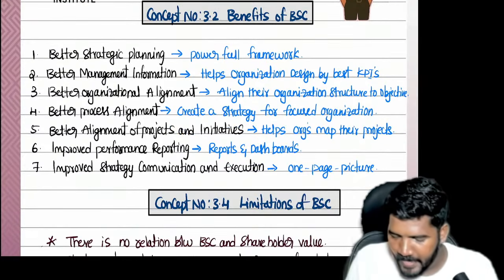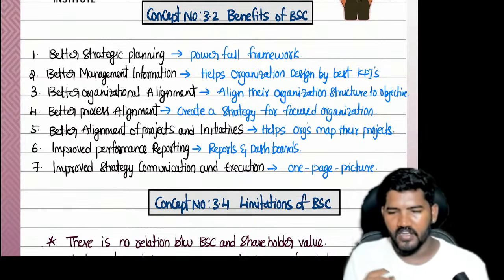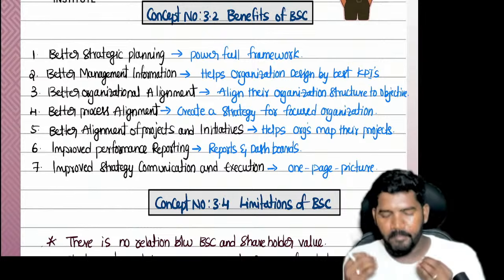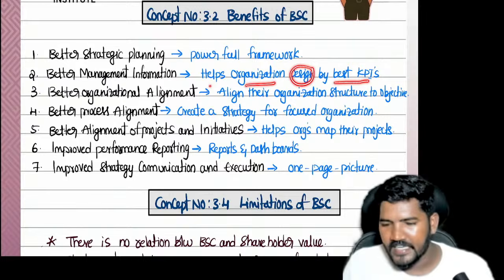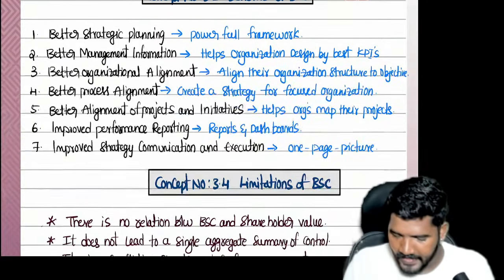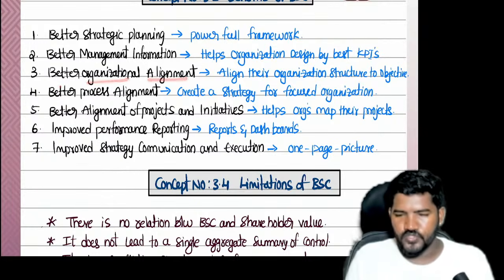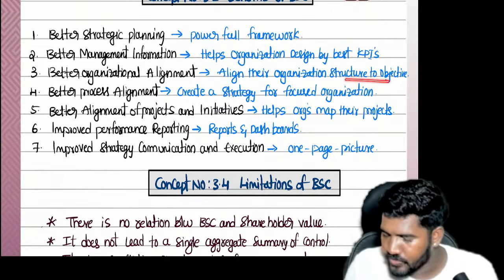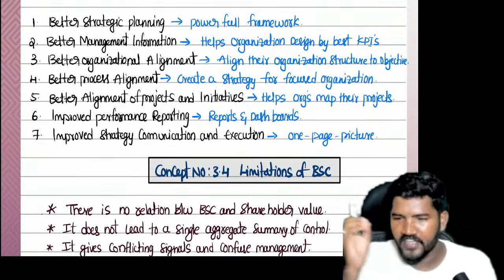Next, better management information. Because we are focusing on four aspects, the information surrounds all aspects, so you can take the best decision. That helps the organization design the best key performance indicators. Next, better organizational alignment. So we can coordinate with all departments, aligning their organization structure to the objective. So they all work for only a single objective.